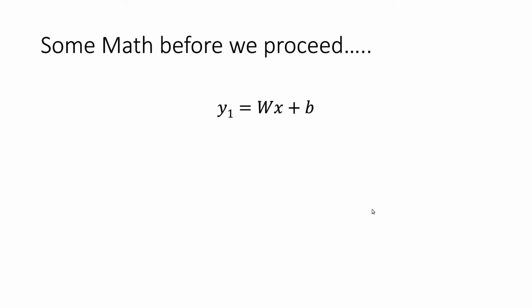The last part again is the same as what we have seen in the earlier video. y1 is wx plus b, and the partial differential of y1 with respect to w will be x, as b will be treated as constant. Similarly, the partial differential of y1 with respect to b will just be 1, as the other terms will be treated as constant.